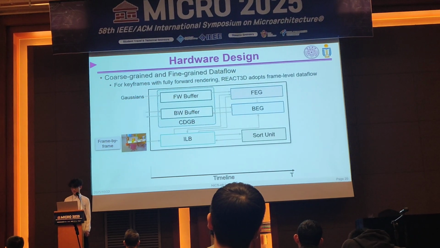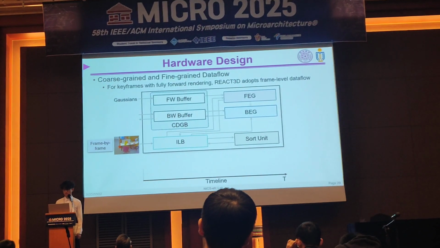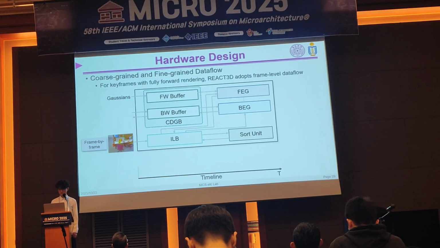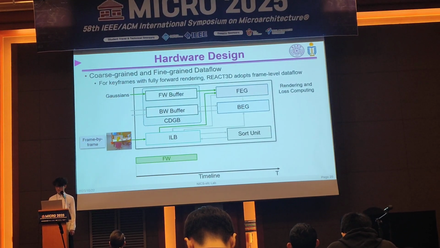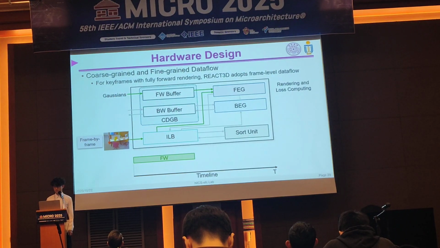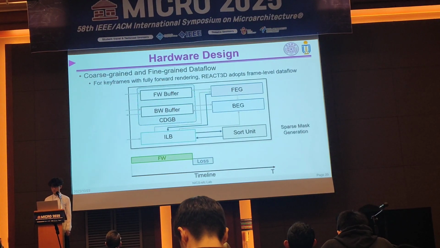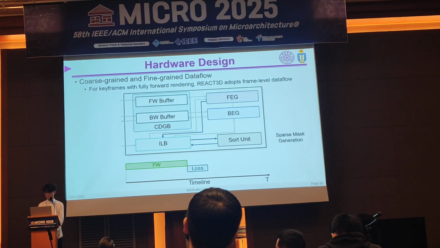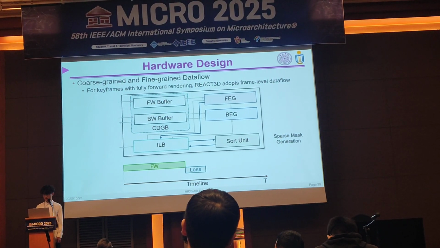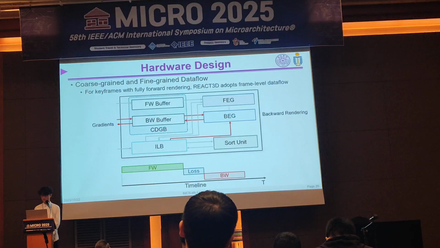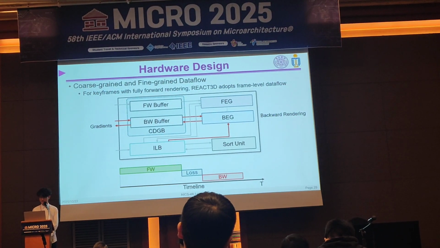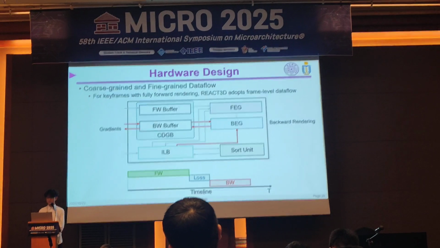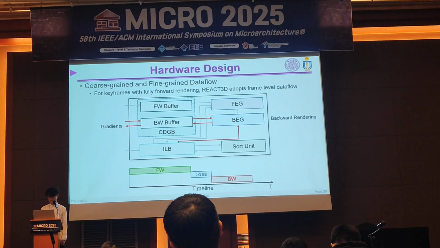The first is the frame-level pipeline, which is used for frames ready to generate a new accurate loss mask. In this mode, first, the Gaussian parameters are read into the FEG to perform a forward rendering. After the entire image is computed, the sort unit then calculates a new sparse mask from the resulting loss map. And finally, based on the loss and its mask, the BEG executes the backward gradient propagation. You can see from the pipeline that these stages form a traditional sequential pipeline.